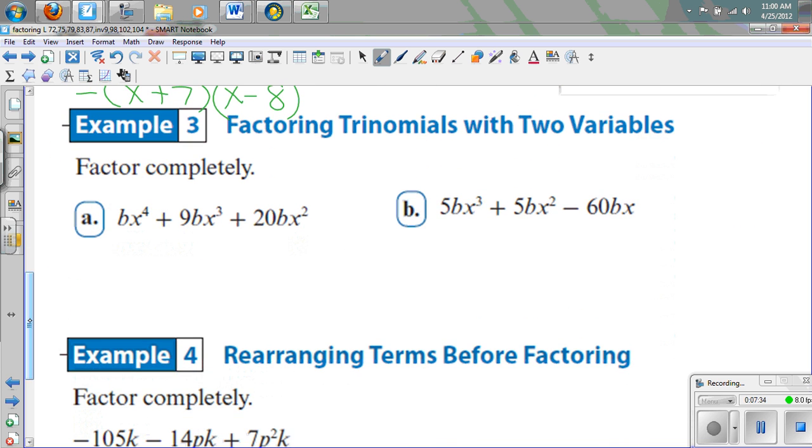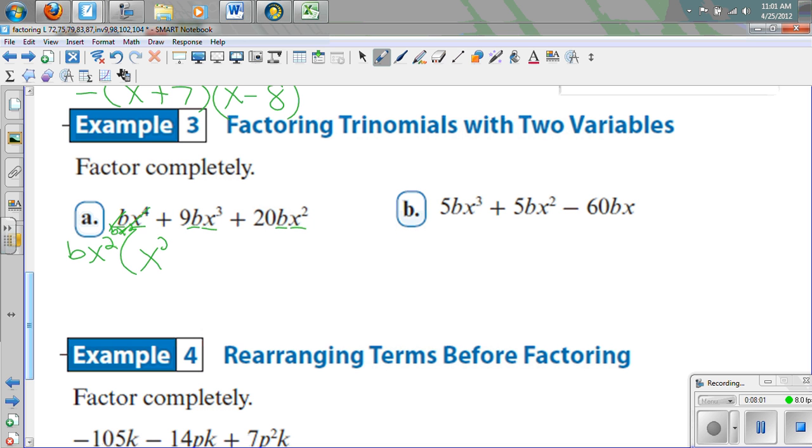Factoring with two variables. So again, we've done this before. The first question you always ask yourself when factoring is, can I factor something out? So is there anything that these all have in common? Well, yes, they have a b in common, and they have an x squared in common, because this one has only an x squared. That's as high as we can go. So we're going to take the bx squared out.